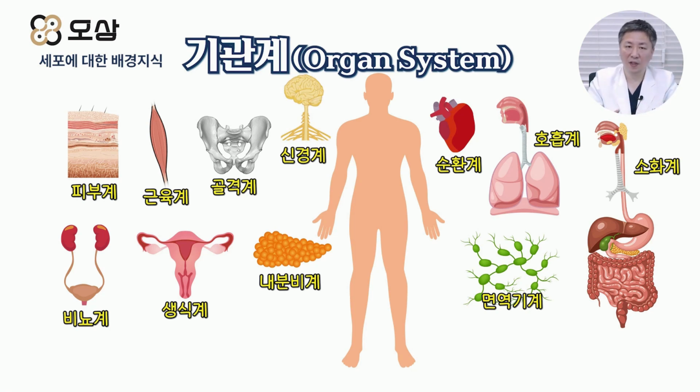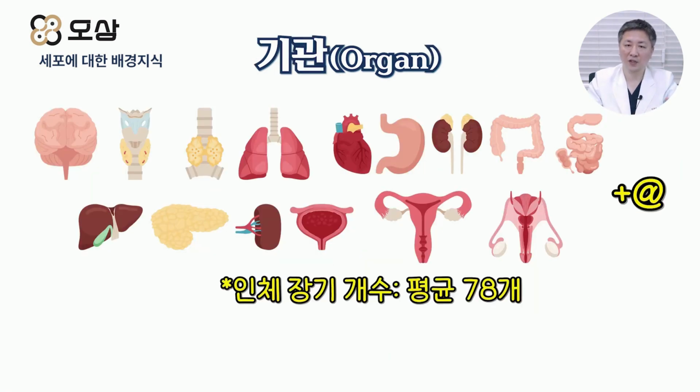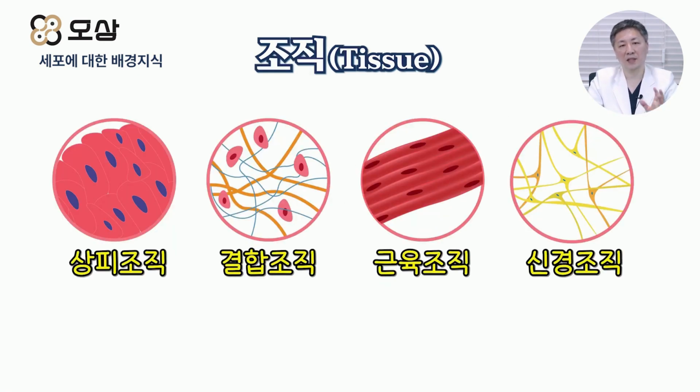Each of these 11 organ systems is composed of a combination of various organs. The term organ might sound a bit technical, but it's the same as what we commonly refer to as our internal organs. For example, the digestive system is made up of organs like the stomach, small intestine, large intestine, and liver. And these organs are made up of what we call tissues, and there are 4 types of tissue: epithelial tissue, connective tissue, muscle tissue, and nervous tissue.